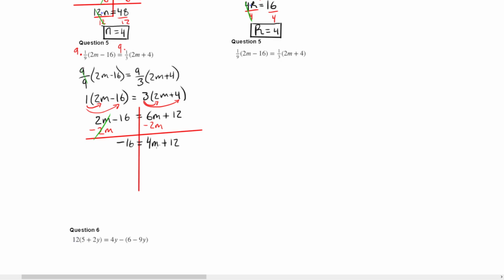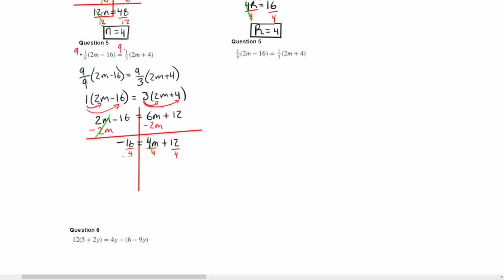Now I want my m by itself. Who's bothering that? The 4 and the 12. I could technically divide by 4. That will work. If I divide by 4, all of these terms get divided by 4 nicely, and that'll cross out. Or I could subtract the 12. I think I'm going to divide by 4 just to show you that it works.